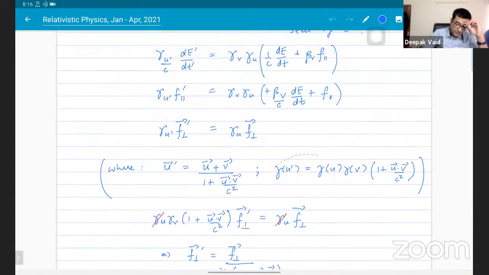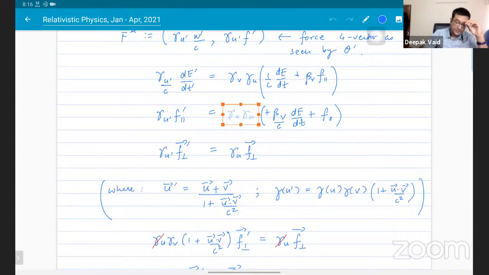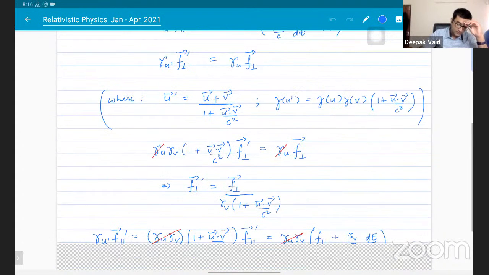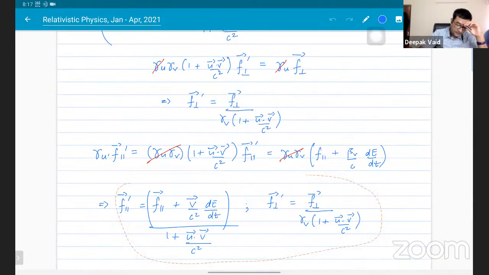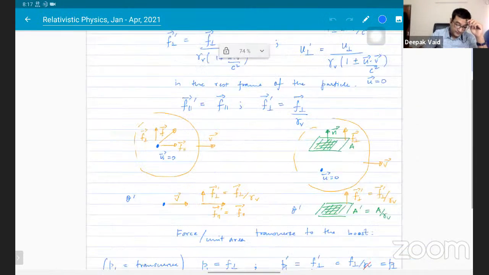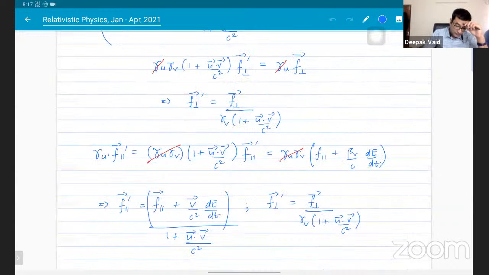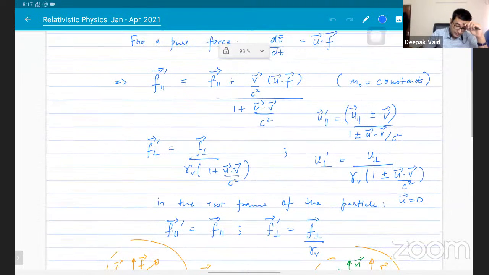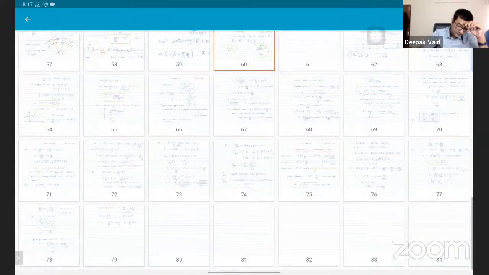So if we use this equation and we substitute in these expressions wherever you have this product of gammas, we finally end up with our transformation laws for the parallel and perpendicular components of the force, right? So finally, we have these expressions for the parallel and perpendicular components.